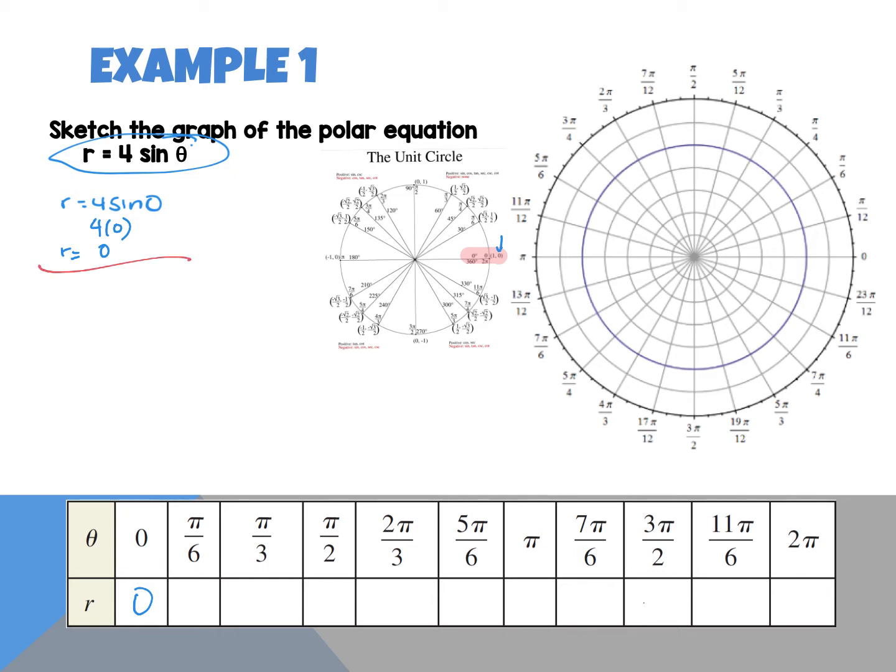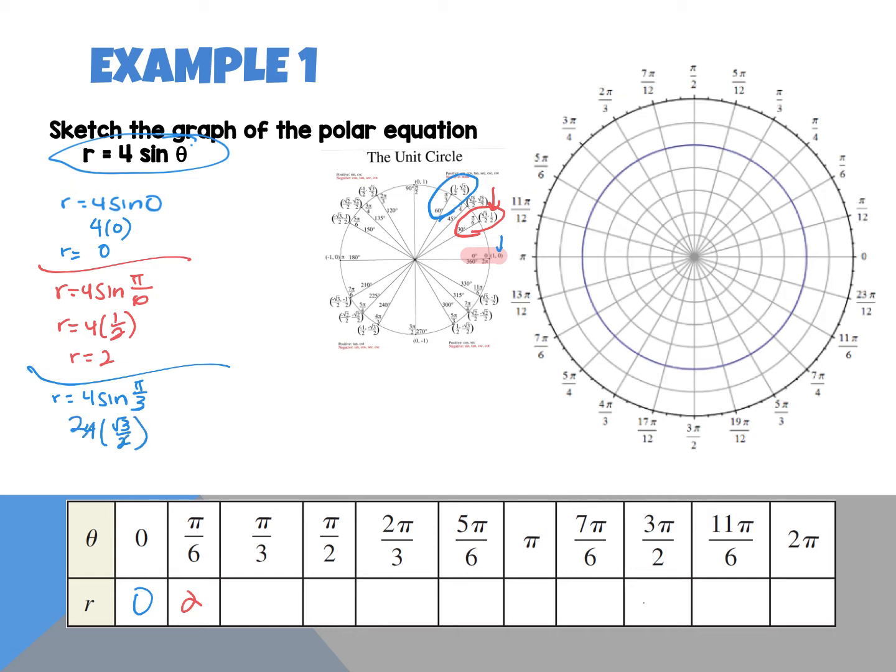Okay, then I'm going to plug in pi over 6. R equals 4 sine pi over 6. Pi over 6 is here. Sine is the y, which is 1/2. So r equals 4 times 1/2, and r equals 2. Continue plugging in points. Now I go to pi over 3. So r equals 4 sine pi over 3. Pi over 3 is here. The sine there is root 3 over 2. So this would be 2 root 3.